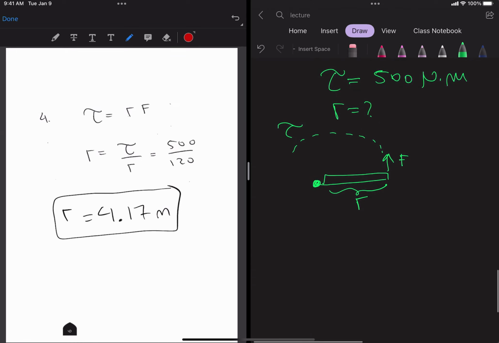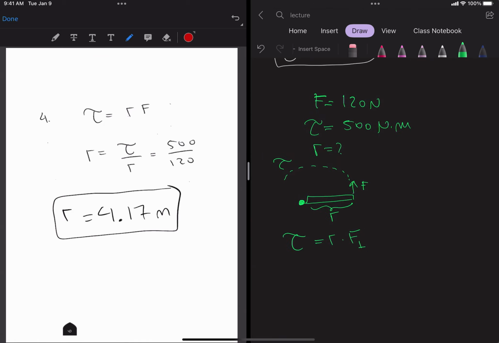The equation for torque is equal to force multiplied by the radius at which you apply the force, and the force has to be perpendicular to the radius. In this case, you just plug in. The torque is 500. I'm trying to get the radius. The force is 120. So the radius is going to be 500 divided by 120, which is going to give you 1.47 meters.